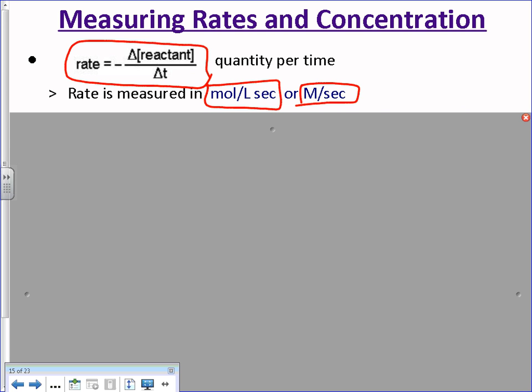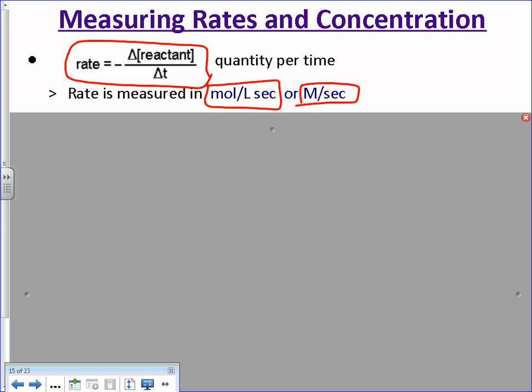So let's say we start off with two reactants. We have one molar of each of them, so 1 molar solution of each of them. As they react, what's going to happen to the concentration of the reactants? They're going to go down. Why? Right, they are reacting, they're being consumed to form products.